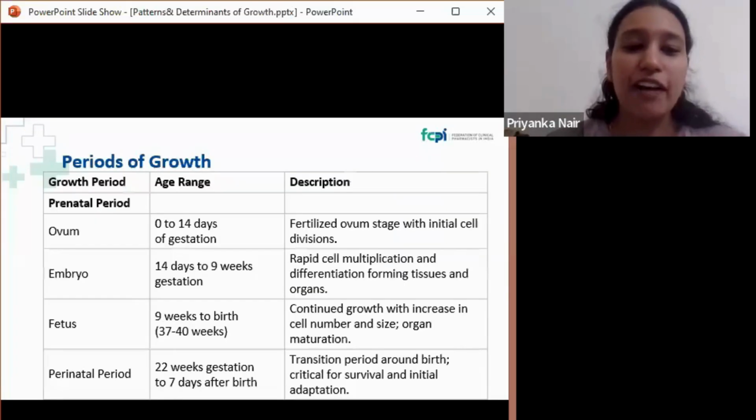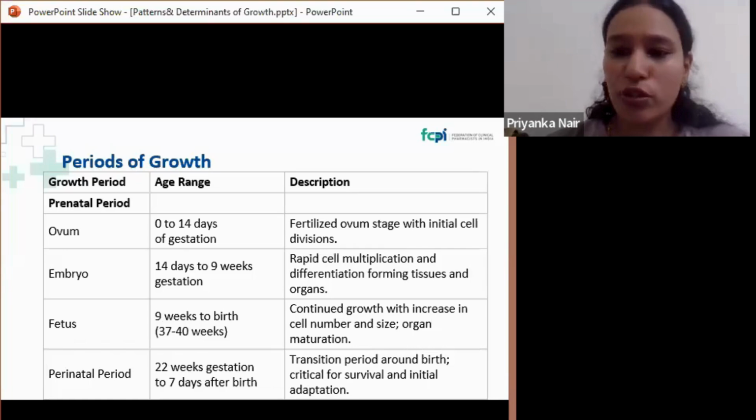Okay. Next up, we have different phases of growth. So in the prenatal phase, from the 0th day, that is the day of conception, to the 14th day of gestation, we have the fertilized ovum, and it undergoes initial cell divisions. Then, from the 14th day to the 9th week of gestation, the embryo undergoes rapid multiplication and differentiation, forming tissues and organs. Then, the fetus from 9 weeks to birth. Birth usually happens around the 37th to 40th week of gestation.